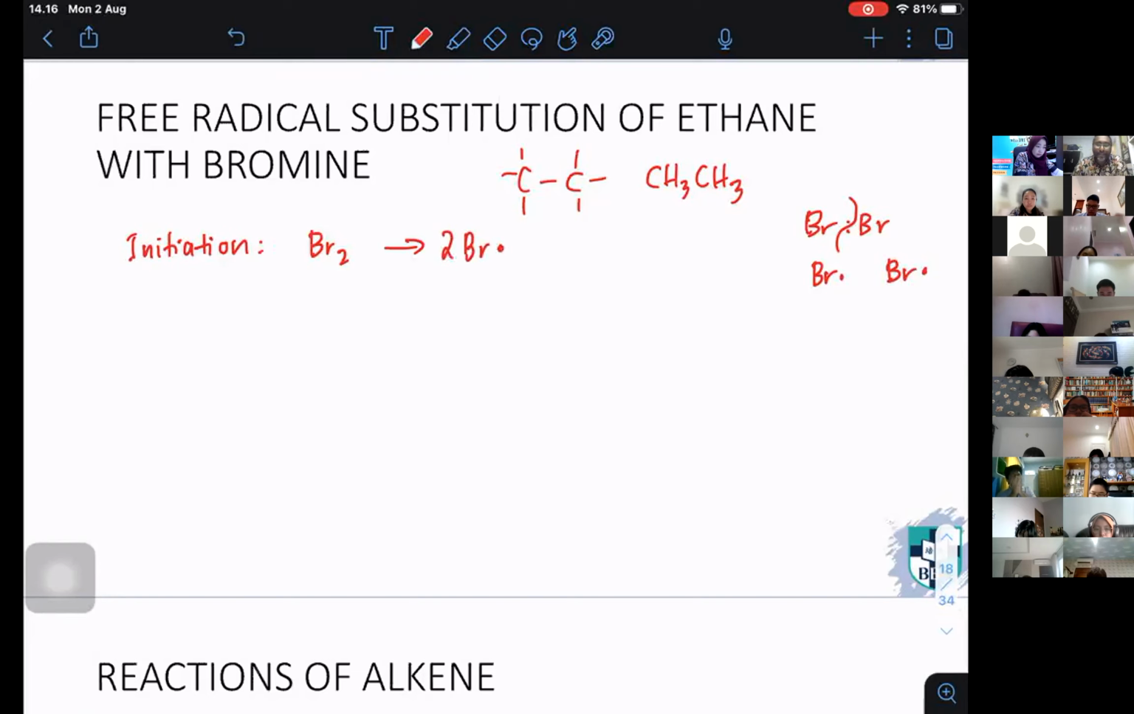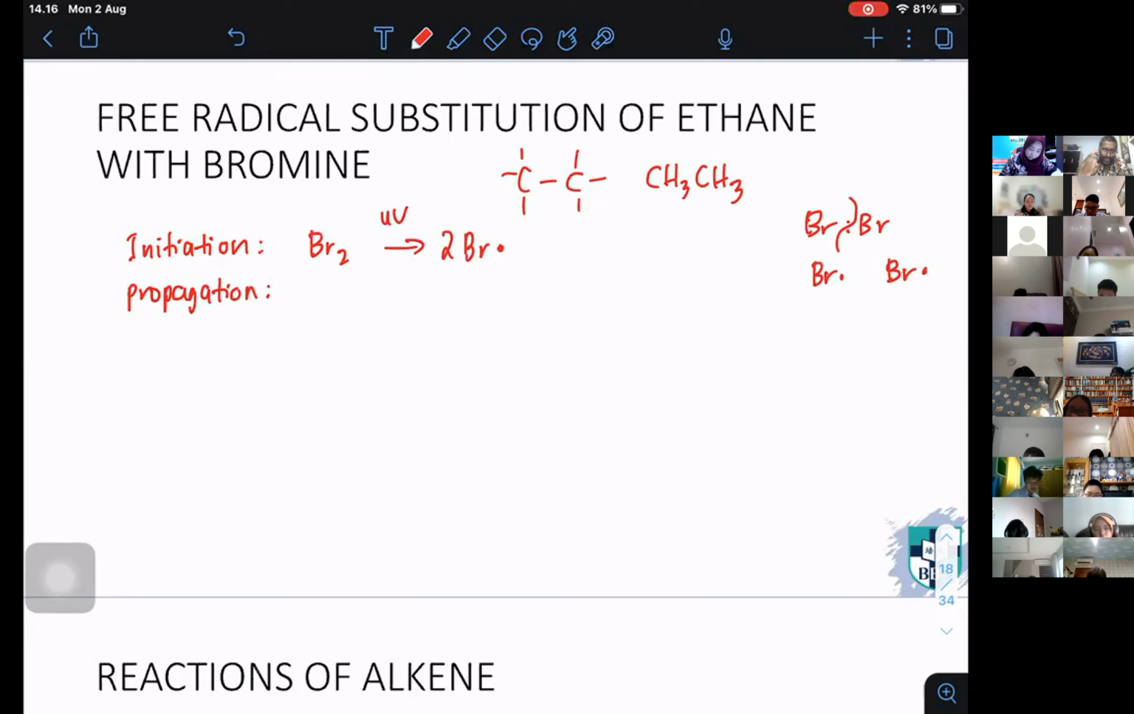So free radicals are formed, and this will only happen with the presence of UV light, and it's quite slow. Now the next step is going to be your propagation step. Always remember, neutral molecule with free radical. It's always like that: neutral, free radical; neutral, free radical; neutral, free radical.